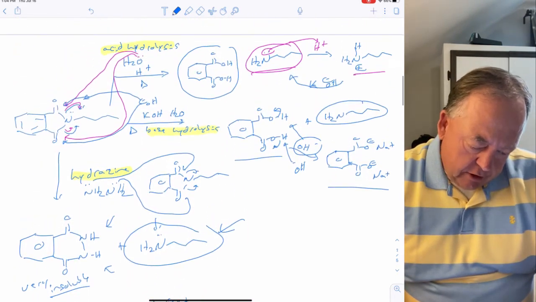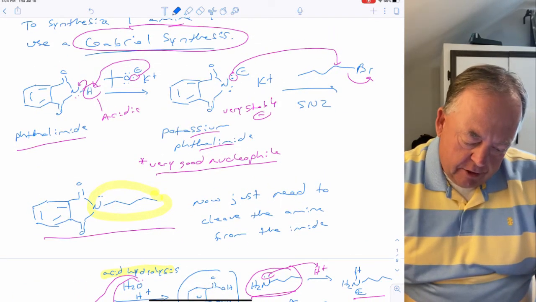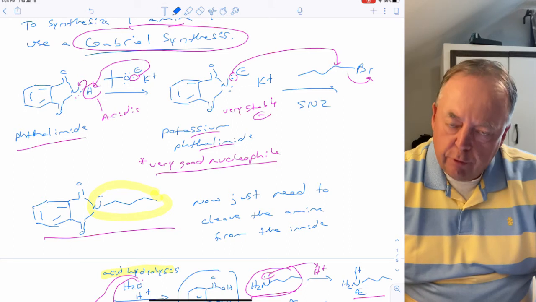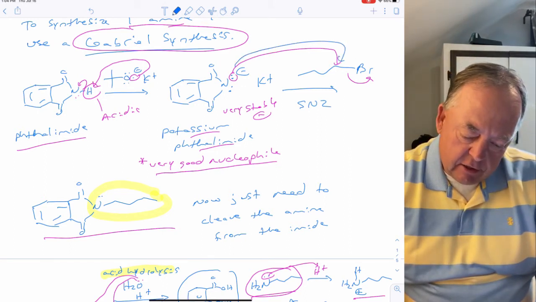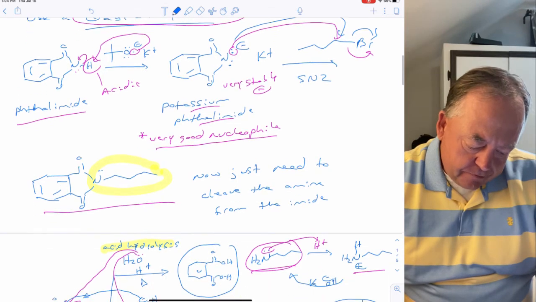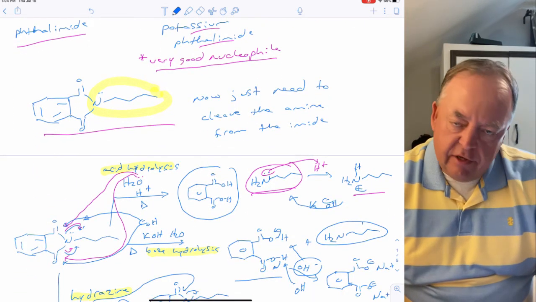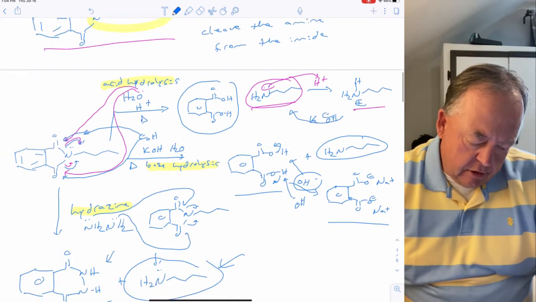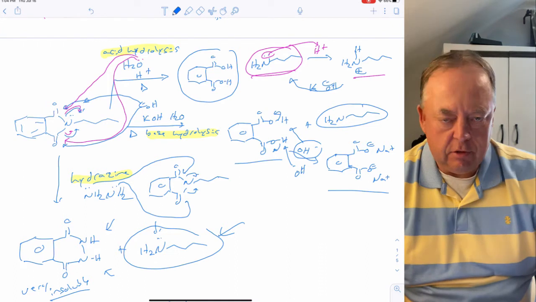So the point is, you take phthalimide, you deprotonate it, and then you react it with something with a good leaving group on it. This nitrogen attacks there and kicks the leaving group off, and then you just need a way to cleave the amine out. And these are the three: acid hydrolysis, base hydrolysis, or react it with hydrazine.